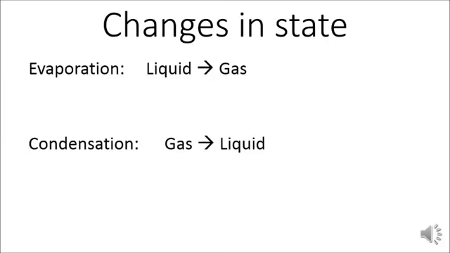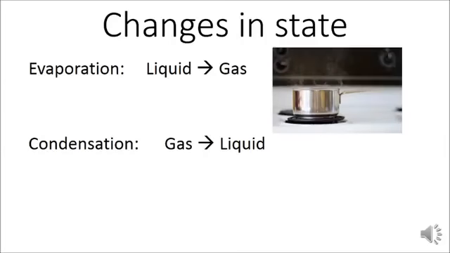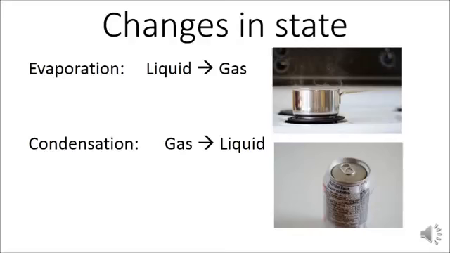Evaporation is when something goes from a liquid to a gas. So when you've got water boiling on the stove, some of that water will evaporate. Condensation is when something goes from a gas to a liquid. If you ever get a cold pop, for example, out of the fridge, you might notice that there's condensation around it.